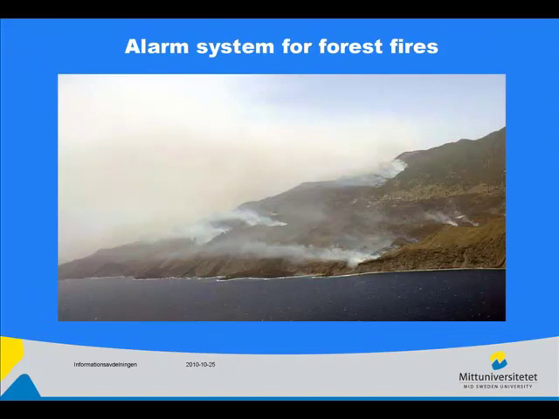Another type of system is an alarm system for forest fires, also protecting valuable forest, with early detection and alarm when a fire has started. So this is more like an event detection system, so you only need to activate the sensor when there is a fire. And we have in the exhibition a solution from Sensible Solutions, I think, that can show more about an example of this kind of system.